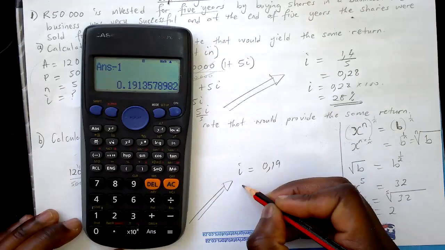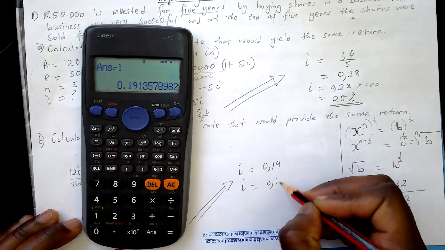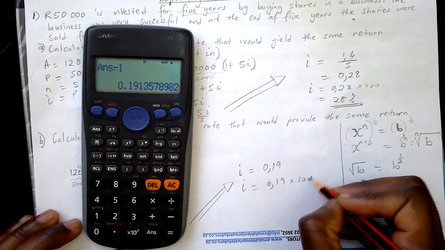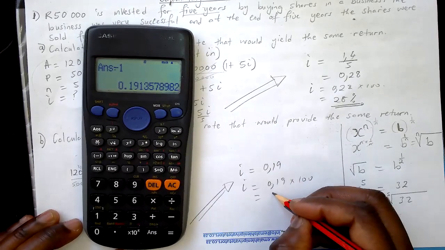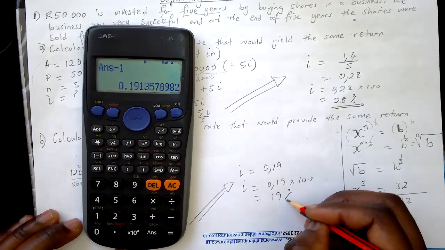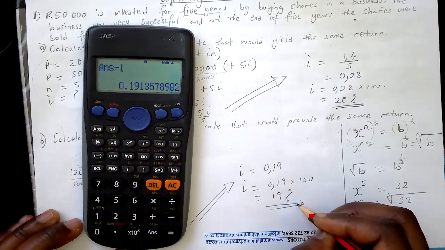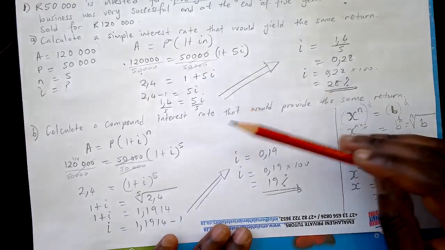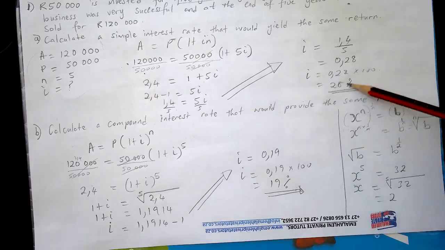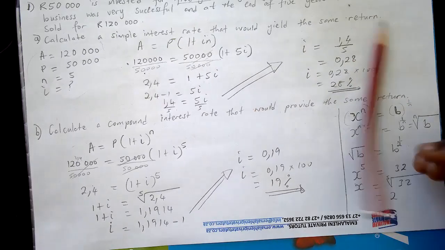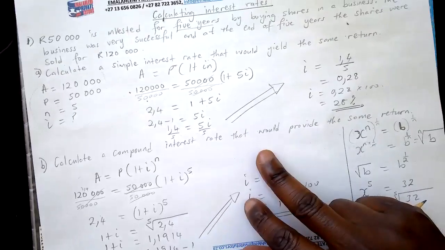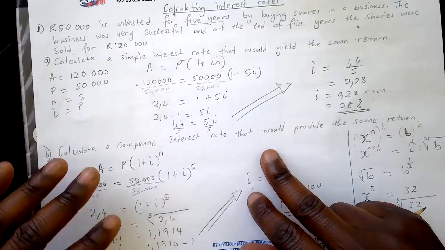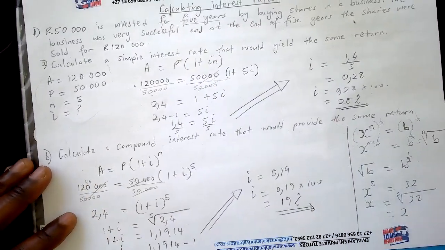It means that our i is going to be equal to 0,19 times what? 100 to become a percent. Then it's going to be 19%. That's what we are having here. So these are our answers. We get 19%, and this one will be 28%. It won't be the same because remember, simple interest and compound interest are totally different.